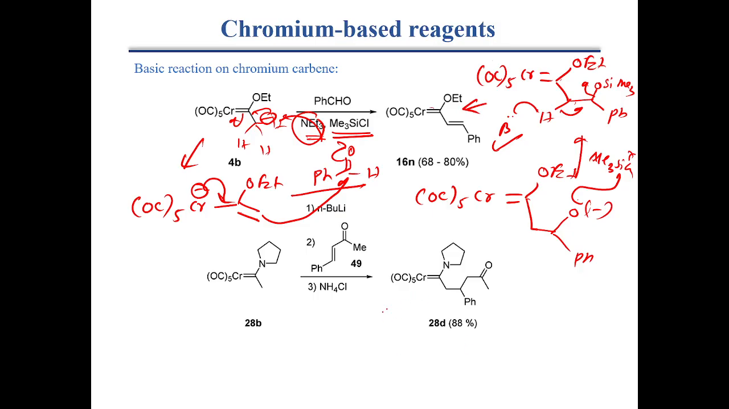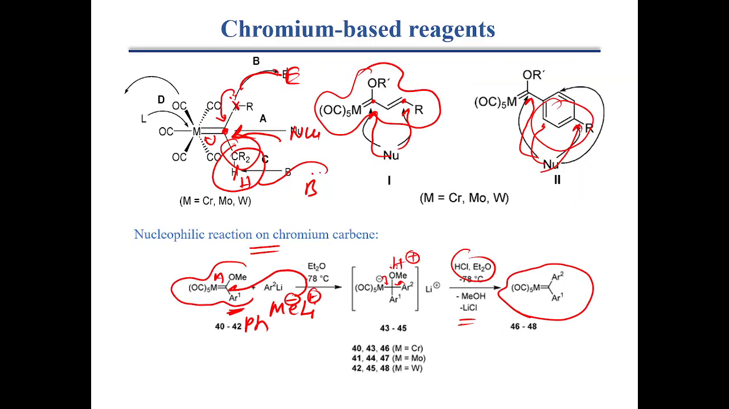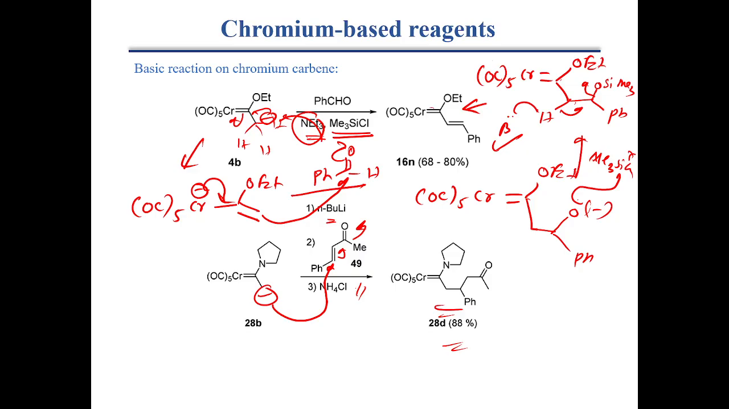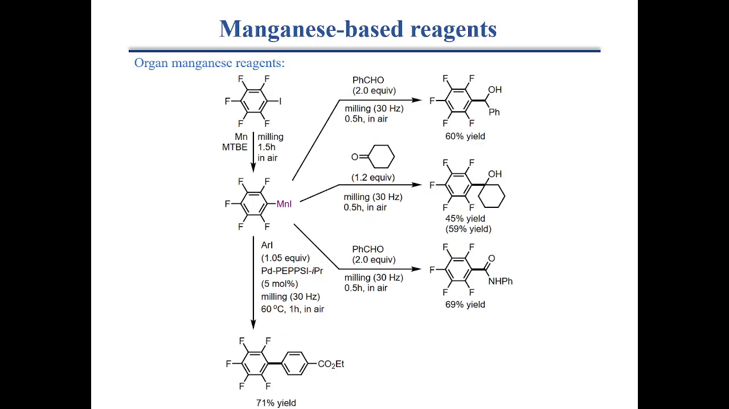This is also an example of the basic nature of the chromium carbene. So n-butyl lithium is a base, so it will abstract this methyl proton and 1,4 attack happens here. So 1,4 attack gives that enolate, and that enolate was treated with ammonium chloride, so that is quenched, giving this product. So this is the nucleophilic behavior of the chromium carbene. This is the basic behavior of chromium carbene.